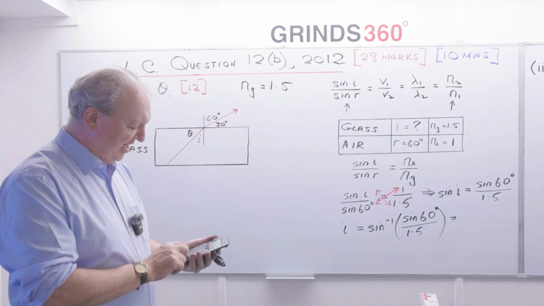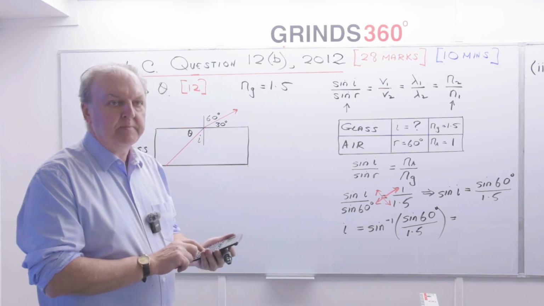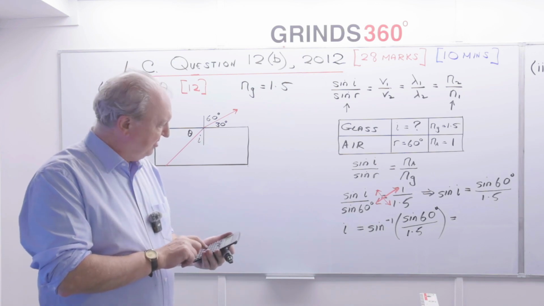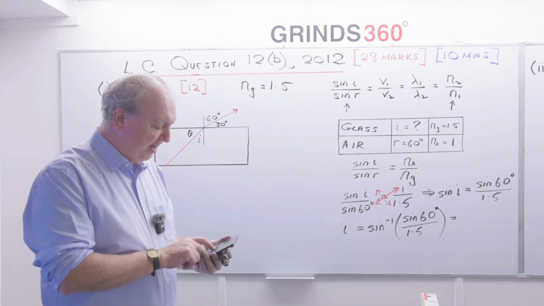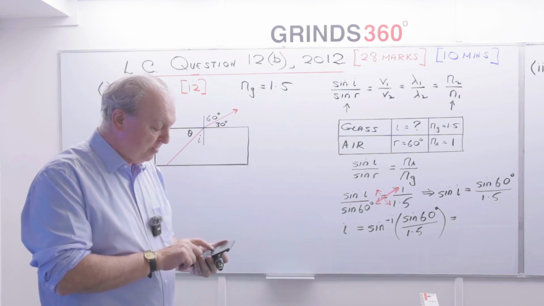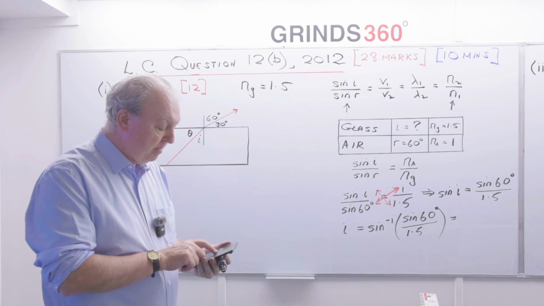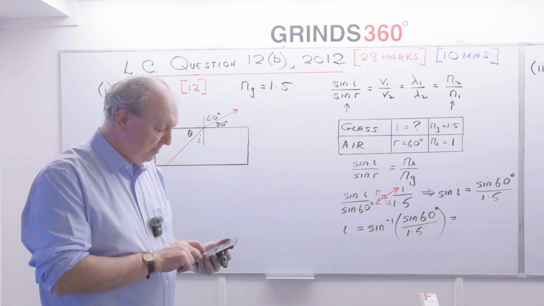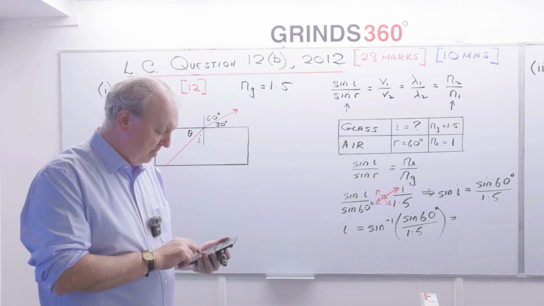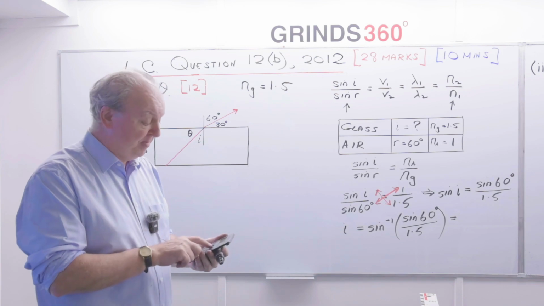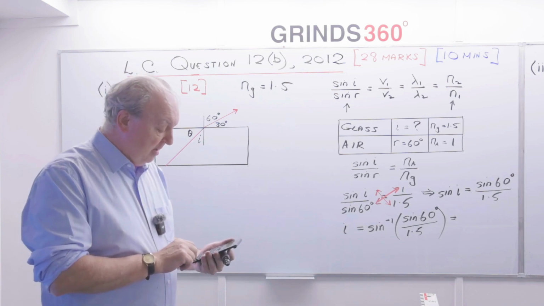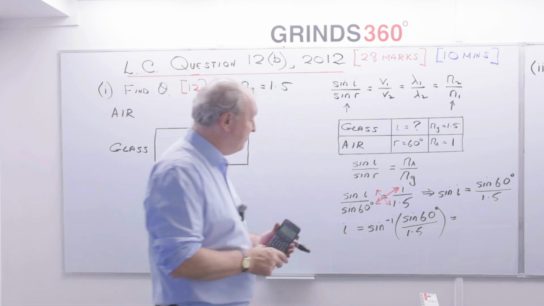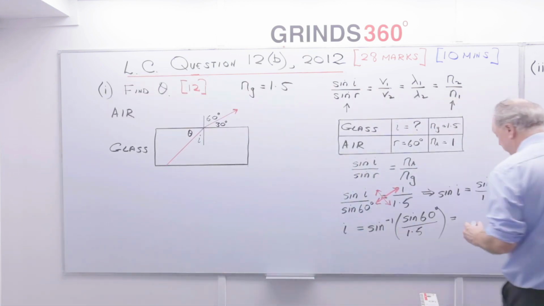So I've got shift sine, fraction, sine 60 divided by 1.5. And you be doing these calculations with me. Don't be watching me doing the calculations. And I get, say, 35.26 degrees.